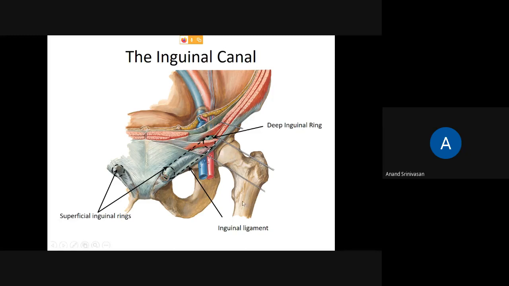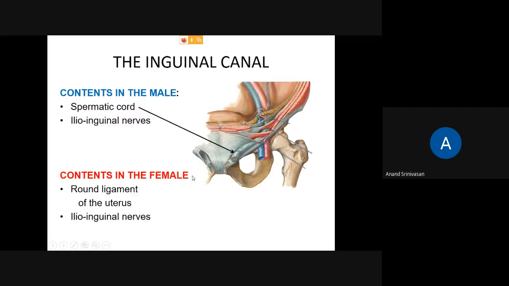Now this one is the inguinal canal. So you can see the deep inguinal ring and the superficial inguinal ring. The deep inguinal ring is a defect in the fascia transversalis, and the superficial inguinal ring is in the external oblique aponeurosis. This is the conjoint tendon. You can see certain structures coming through this inguinal canal and getting into the perineal region.